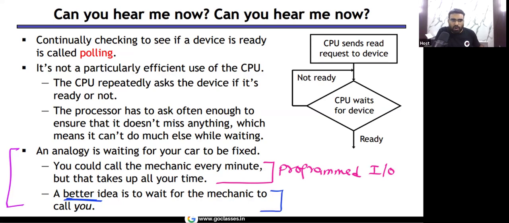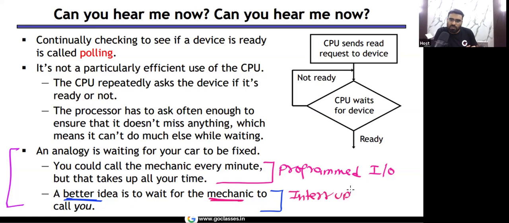The mechanic will call you once it is ready. Do you agree? You have given the task to the mechanic, please do this task. Now the mechanic will call you once the car is ready. Okay. This is called interrupt driven IO.